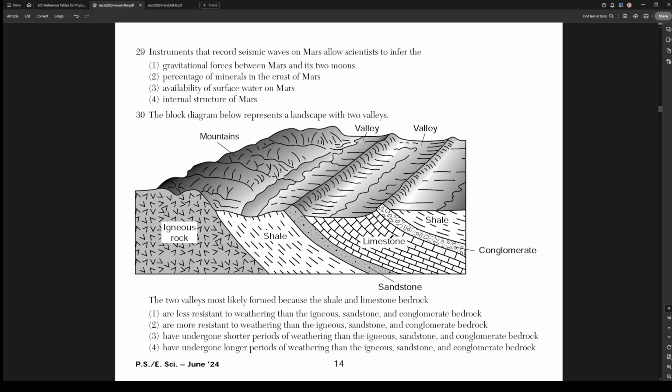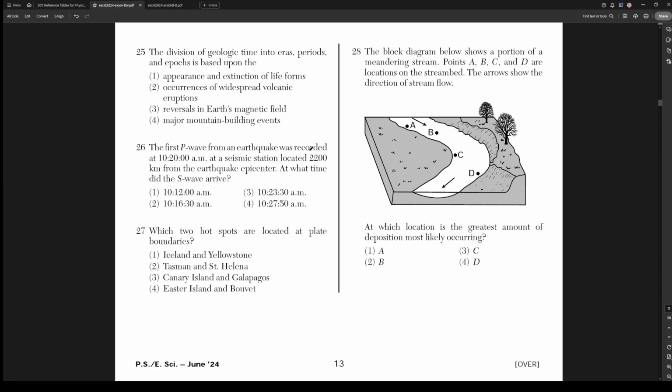So far, there's a lot of reference table on this. The division of geologic time into eras, periods, and epochs is based on what? So which one of these is most likely going to cause those to be changed? So it's nothing to do with magnetic fields. Mountain building events sometimes, occurrence of widespread volcanic eruptions sometimes, but it's mostly about the life forms. That's going to be your best answer.